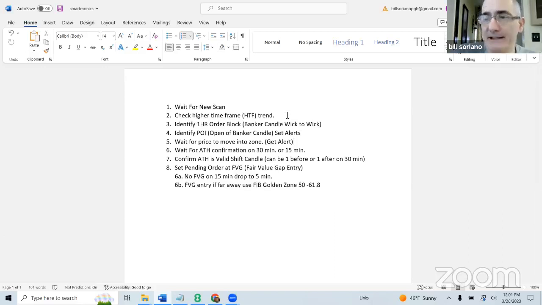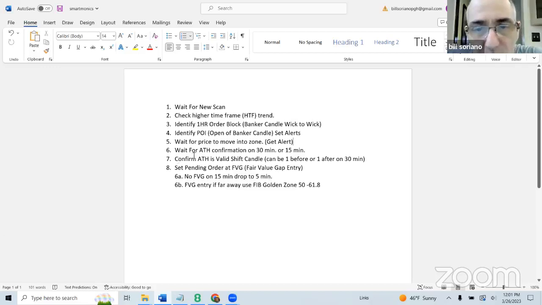Why? Because Manny had the chart marked up as well. Had he not had the chart marked up, we would have skipped this trade because it's not going with the higher time frame trend. We identified the 1 hour order block, banker candle wick to wick. We identified the point of interest, which is the open of the banker candle. We set our alert there. We waited for price to move into the zone and get the alert.